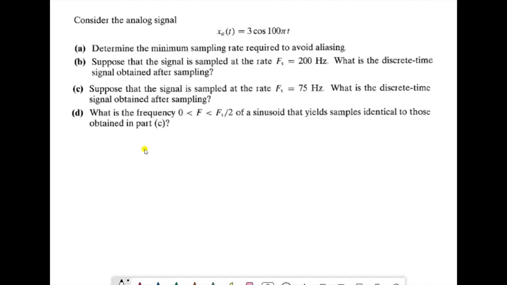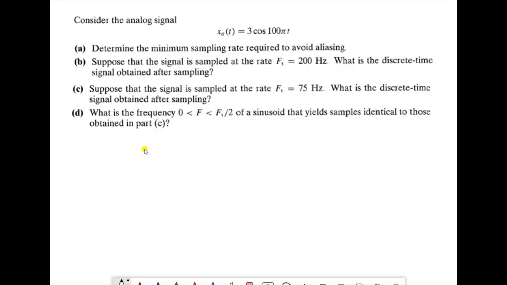Okay, let's look into another example. Consider the analog signal xa(t) equals 3 cos 100 pi t. A. Determine the minimum sampling rate required to avoid aliasing. B. Suppose the signal is sampled at Fs equals 200 Hz. What is the discrete-time signal obtained after sampling? C. Suppose the signal is sampled at Fs equals 75 Hz. What is the discrete-time signal obtained after sampling? D. What is the frequency f of a sinusoid that yields samples identical to those obtained in part C? Right, so let's do it one by one.